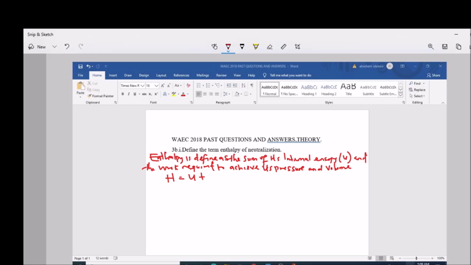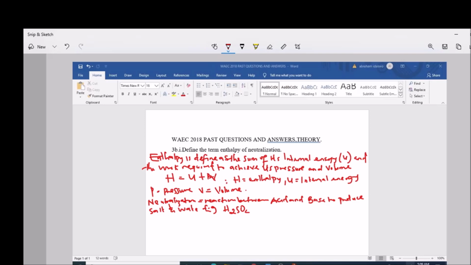So example of this is when we react H2SO4, that is hydrogen tetraoxosulfate 6 acid, with sodium hydroxide as a base. Then we have Na2SO4, sodium sulfate, plus 2 mole of water. Then we should know that this equation is not balanced. Then we add 2 here to balance the equation.